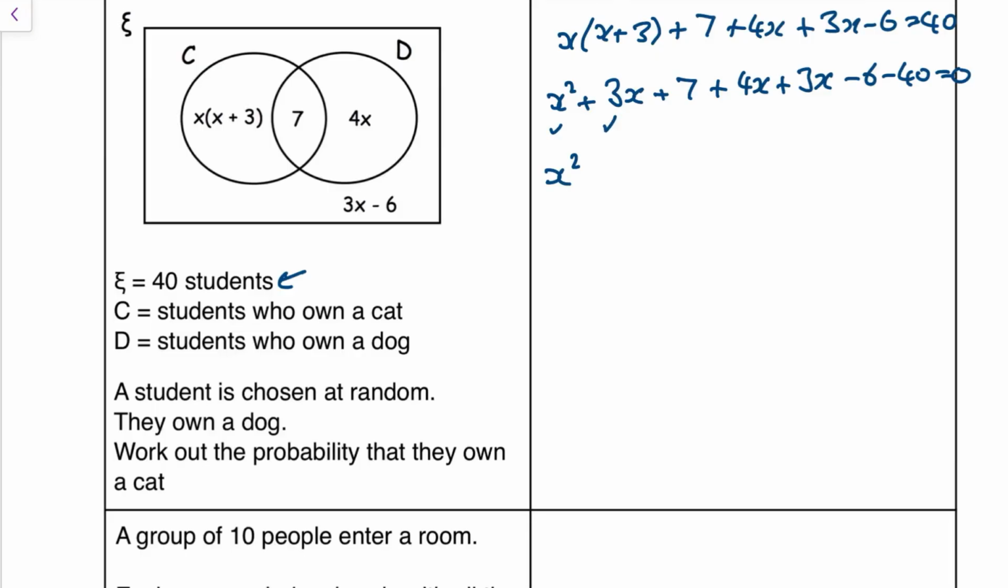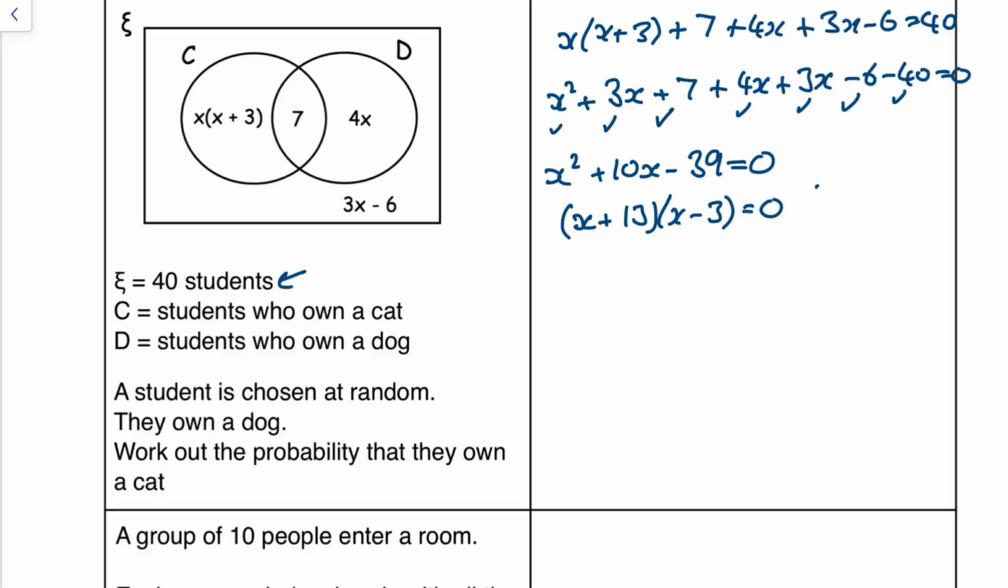My x's are 3 plus 4, which is 7, plus another 3, which is 10. So plus 10x. And my numbers are 7 minus 6, which is 1, minus 40, which is minus 39, is equal to 0. And does that factorize? Yes, it does. Into (x plus 13)(x minus 3). And that all equals 0, which means that x is either equal to 3 or x is equal to minus 13.